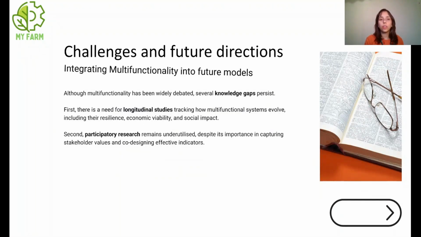So, how to integrate multifunctionality into future models? Although multifunctionality has been widely debated, several knowledge gaps persist. First, there is a need for longitudinal studies tracking how multifunctional systems evolve, including their resilience, economic viability, and social impact. Second, participatory research remains underutilized, despite its importance in capturing stakeholder values and co-designing effective indicators.